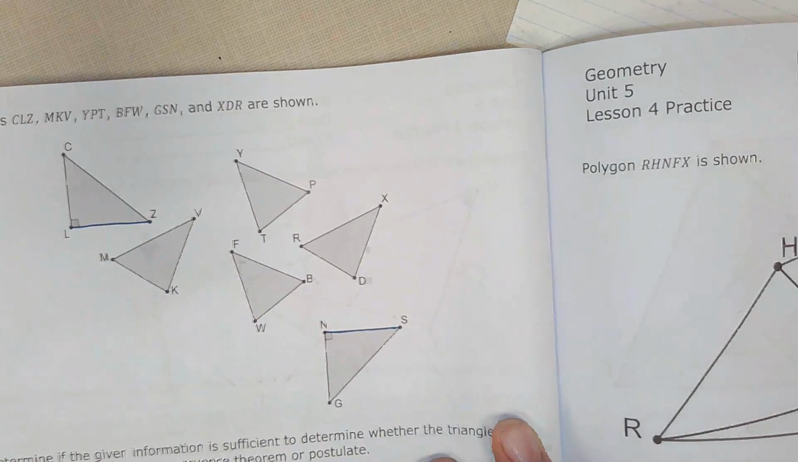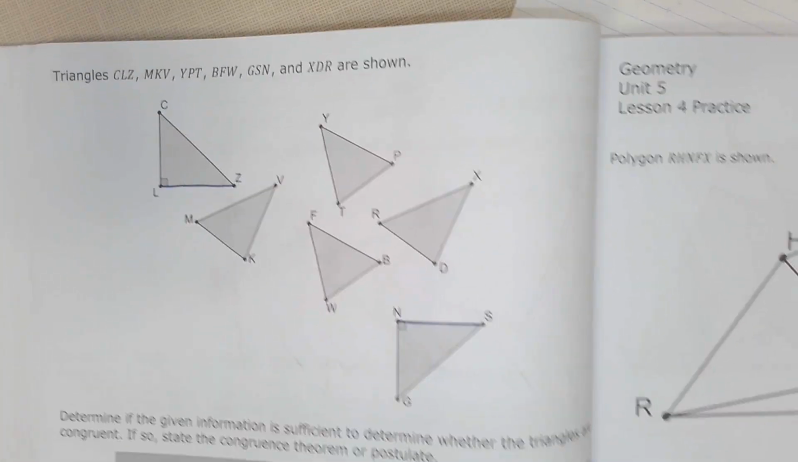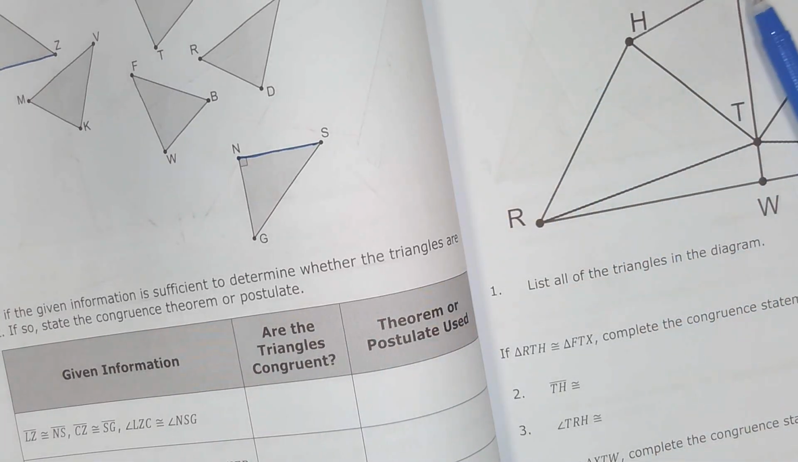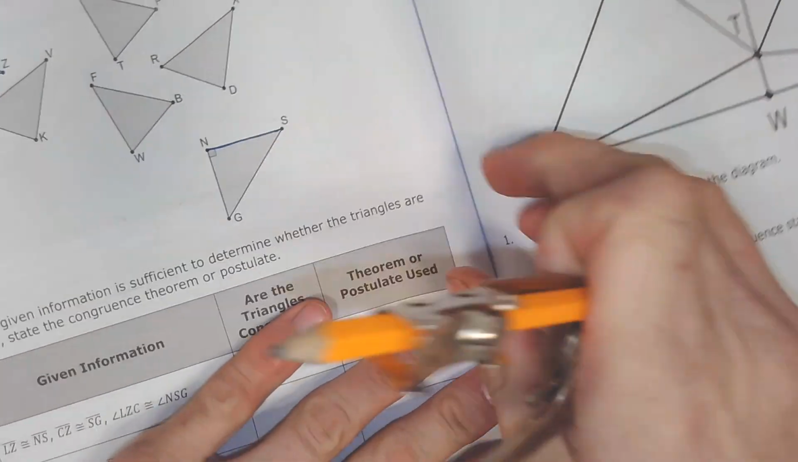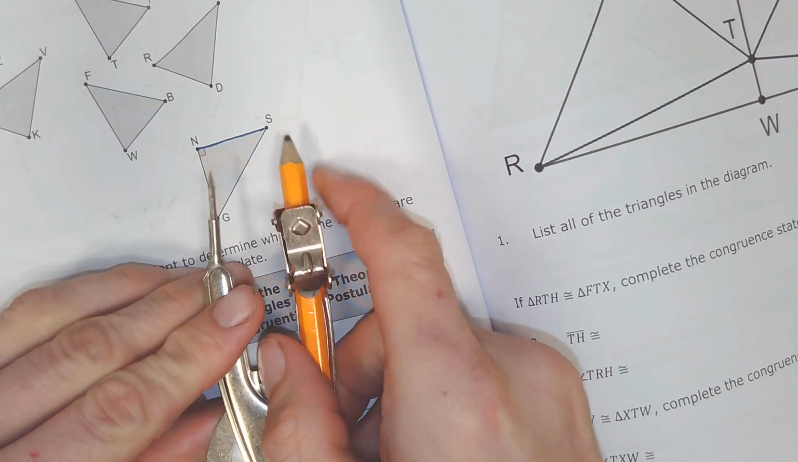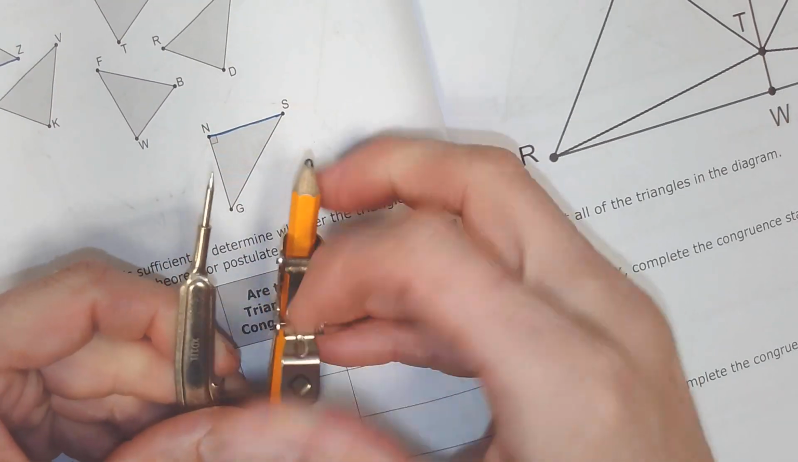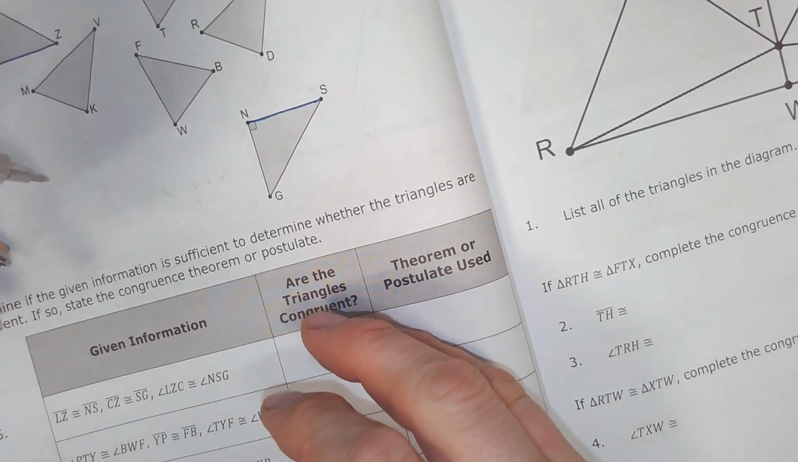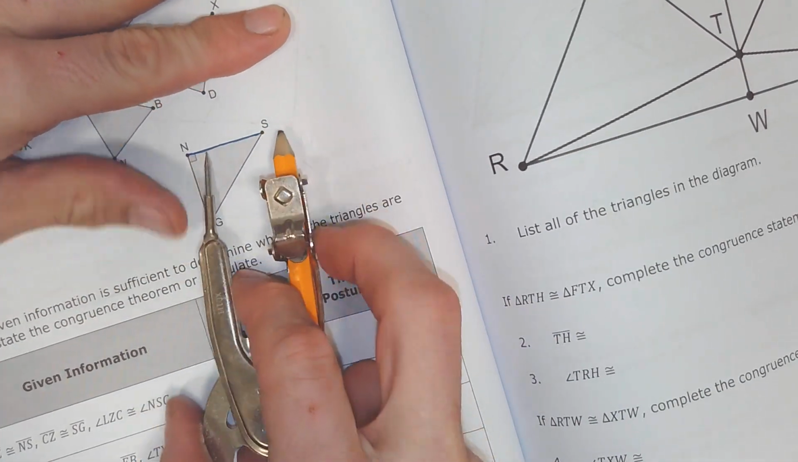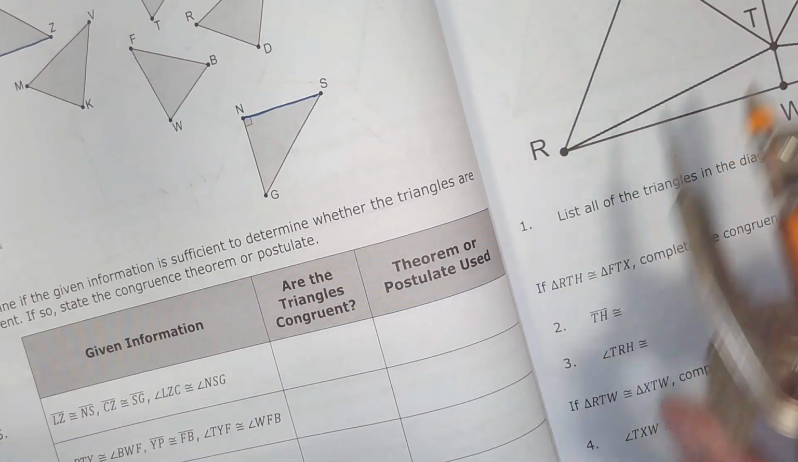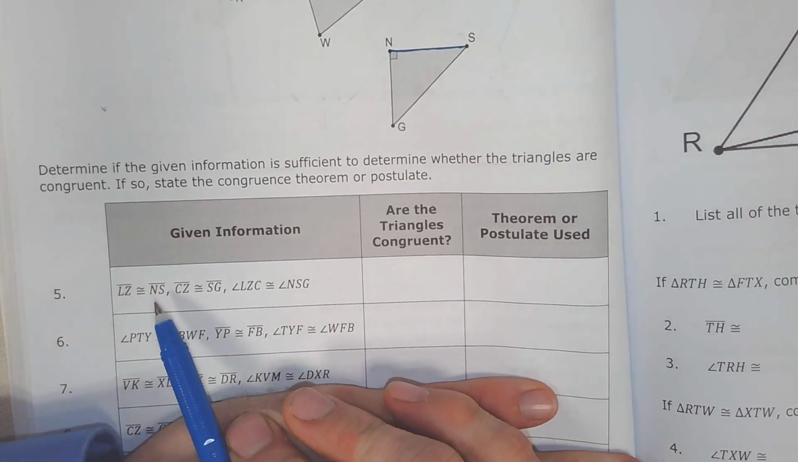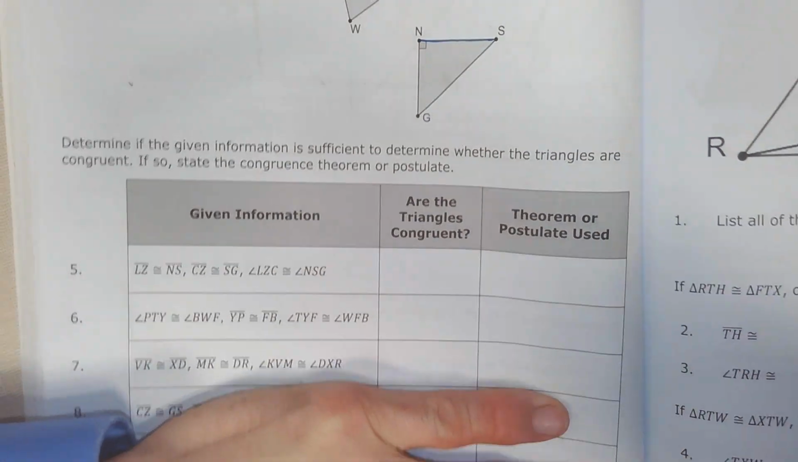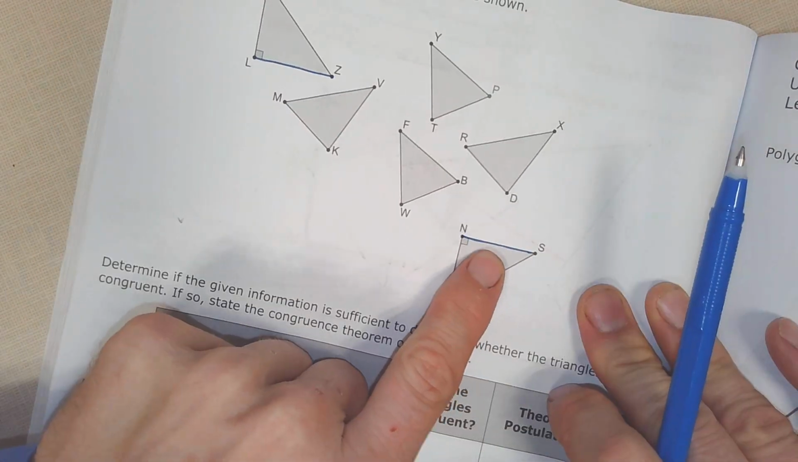And I can even measure these things too. Let's see, I'll even just use a compass for this. Here we go, I've got a compass. I'm going to check to see how to make these the same length. I'm going to see if NS is congruent. Oh, this is the given information. So they're telling me that LZ and NS are congruent. So these two are congruent.